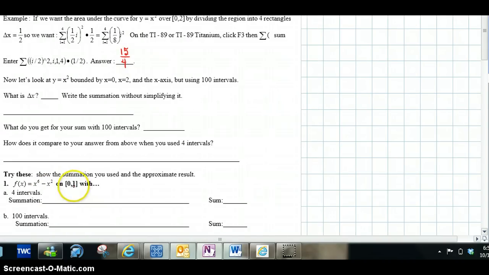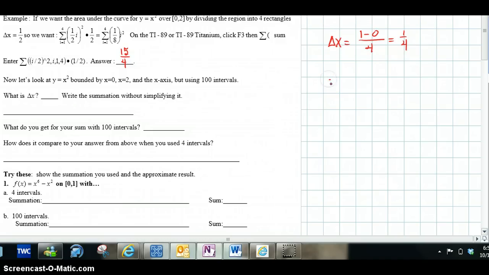Our interval is from 0 to 1, so it has a width of 1, and we're going to divide it into 4 subintervals. So delta x is going to equal our right-hand endpoint 1 minus our left-hand endpoint 0, which is a width of 1, divided into 4 subintervals. The width of each rectangle is going to be 1/4.